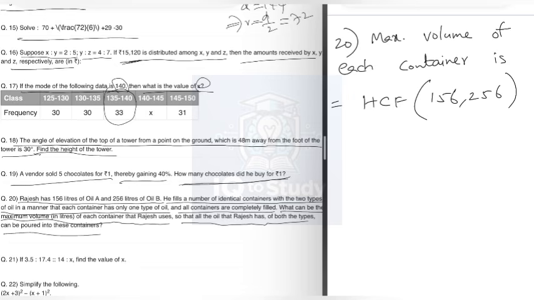Let's find HCF. So the common factor is only 4. So the HCF of 156 and 256 is 4. So the maximum volume of each container is 4 liters only.